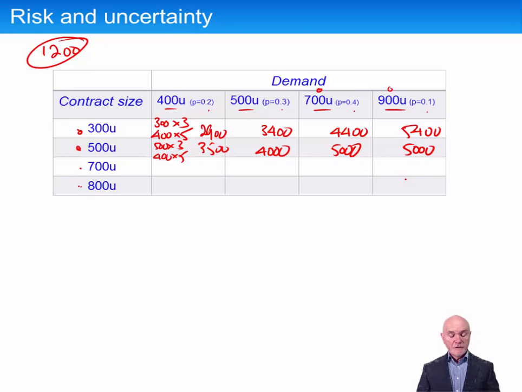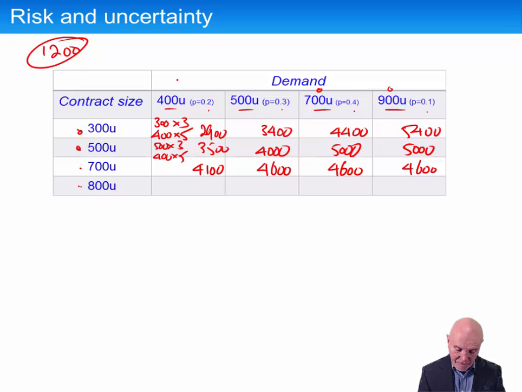Okay, I assume you've done it. So you should be finding 4,100, 4,600, and then again we're stuck. We can't make any more. And here it's going to be exactly the same all the way through, because immediately we've got 1,200 in there. So it's going to be 4,400 all the way through.